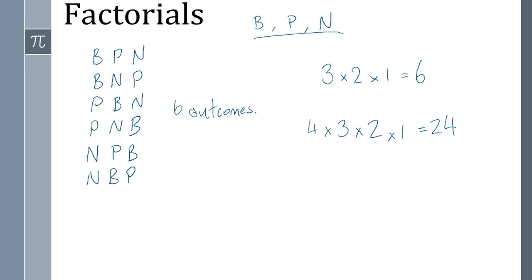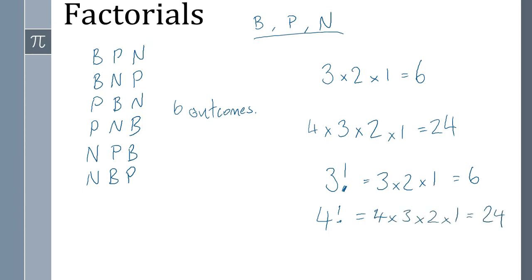Okay, so these are factorials. They're written like 3 exclamation mark is the same as 3 times 2 times 1, which is the same as 6. Okay, or 4 exclamation mark is 4 times 3 times 2 times 1. Okay, so factorials in themselves are pretty simple, but they're going to help us out with the next unit. Okay, so all we're doing in this one is getting used to using them.